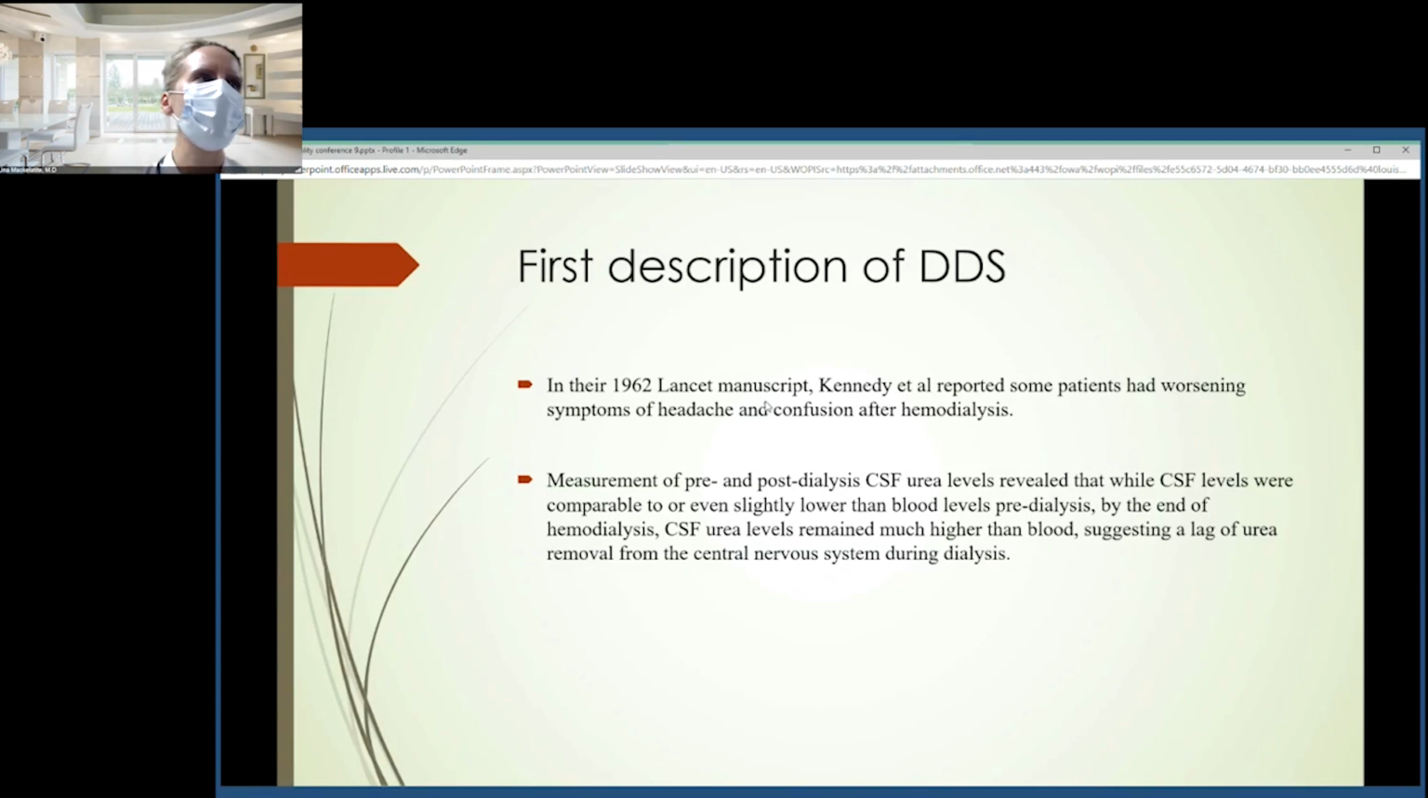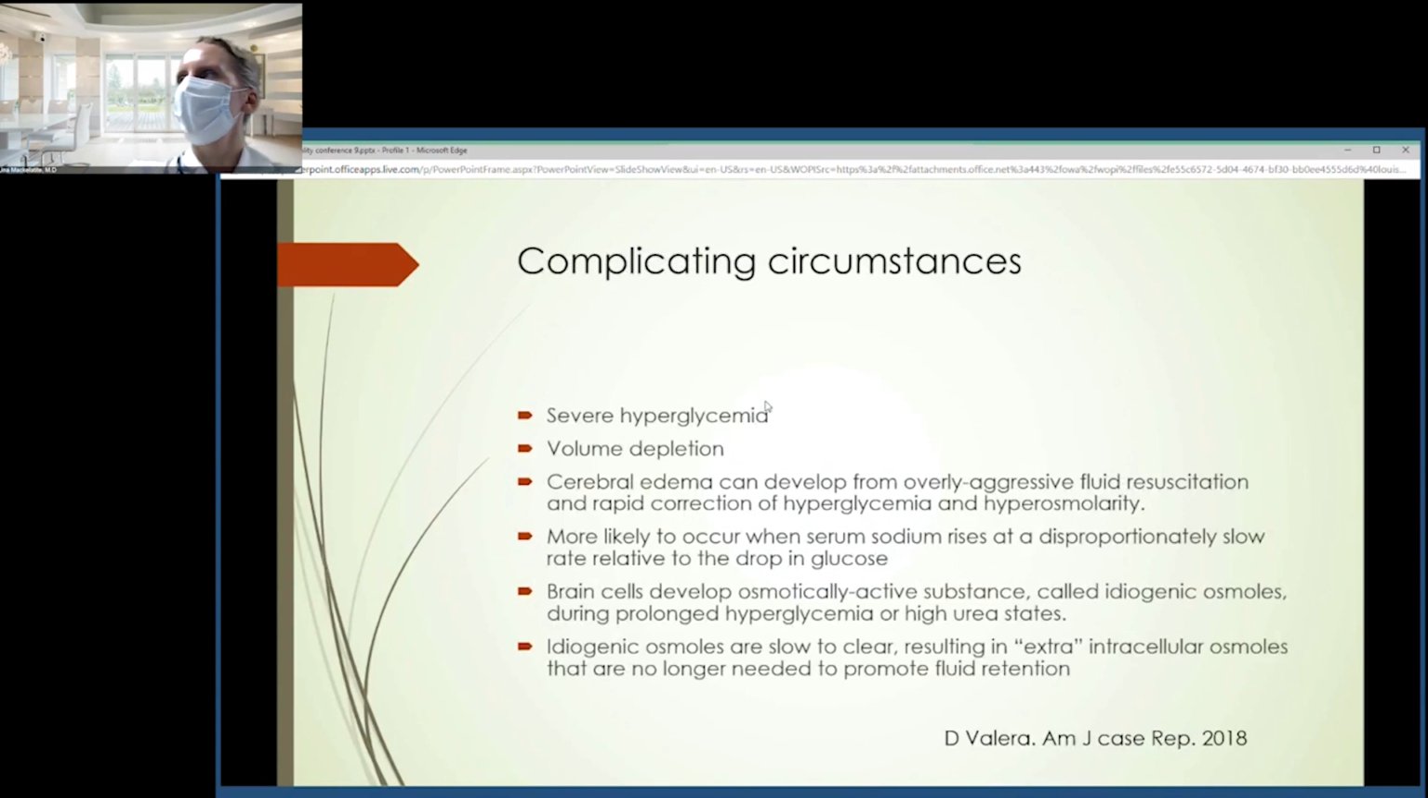CSF urea levels remained much higher than blood levels after dialysis in these people. So it's not only the decrease in urea that precipitates the disequilibrium syndrome. There can be other factors that contribute, and people are going to be much more prone to it. Severe hyperglycemia, just like our patient had. You're removing glucose and decreasing osmotic pressure intravascularly as well, so you're increasing the water shift into the brain. Volume depletion also contributes, if you expand volume very fast.